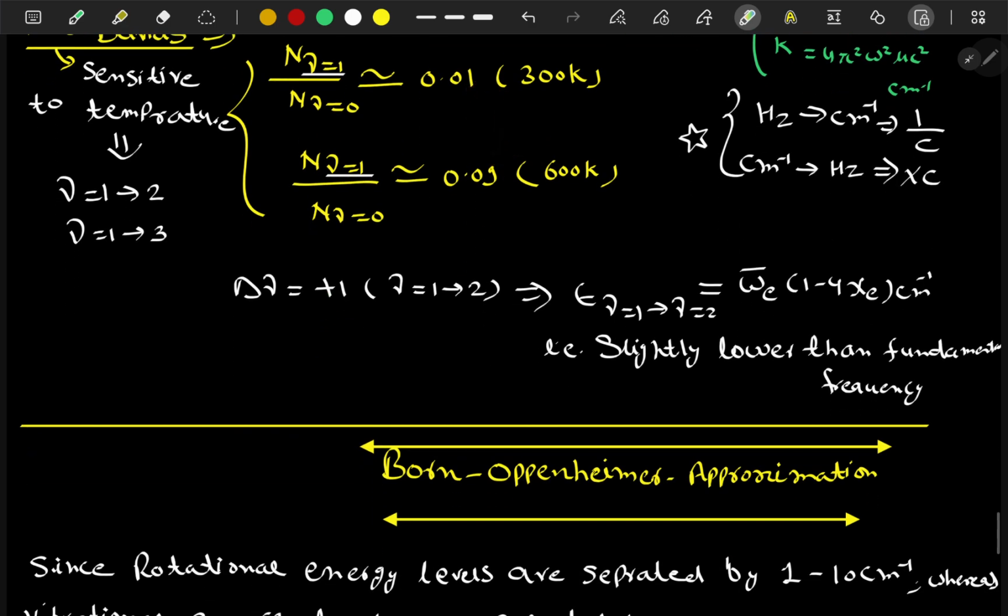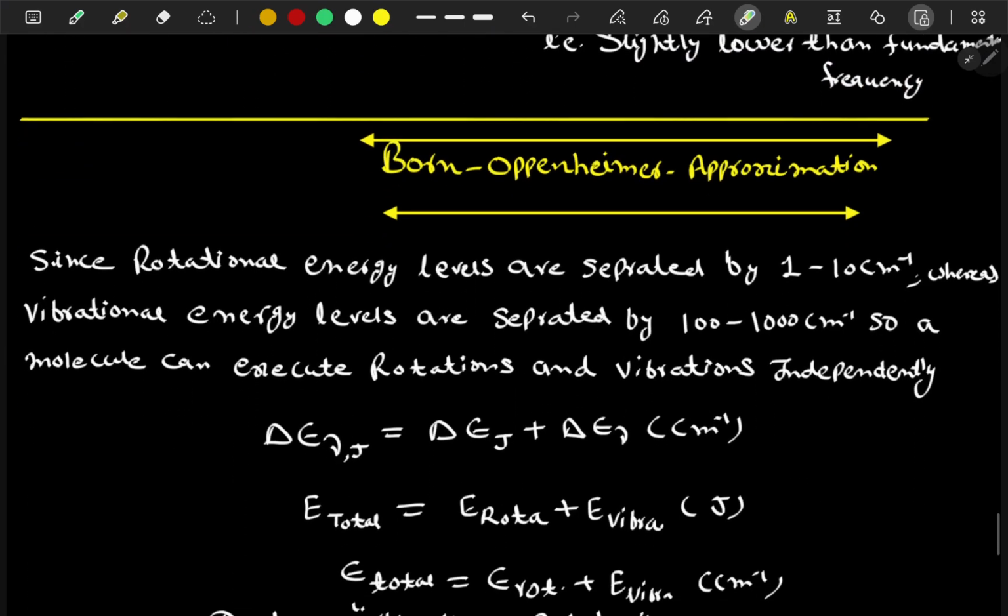And delta mu equal to plus 1, mu equal to 1 to 2. What is this? 1 to 2 fundamental, then first overtone, then second overtone, then third overtone, and this is omega e 1 minus 4 chi e, which will be slightly lower than the fundamental frequency. So far so good. Now we'll discuss about Born-Oppenheimer approximation.